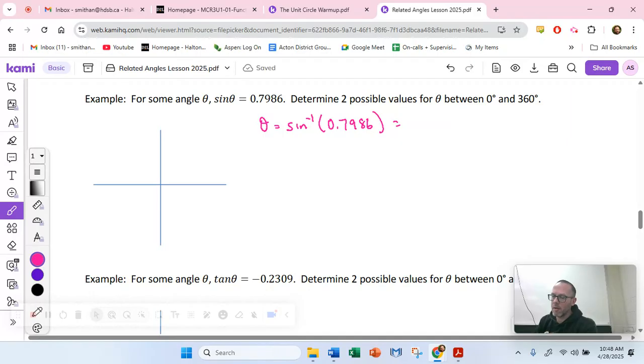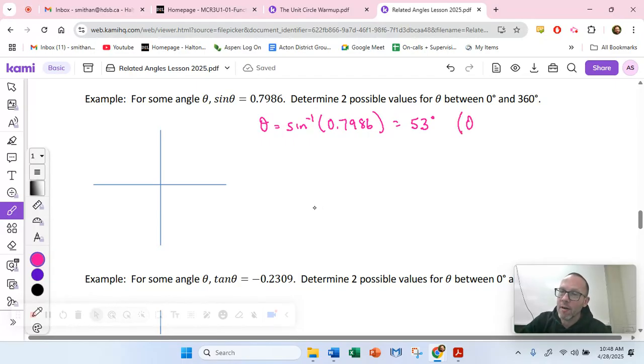Shift sine 0.7986. I cooked it up to be pretty much near 53 degrees. You get that as well? 53 degrees. This is one angle. We have found one. One angle that has the sine ratio of 0.7986 is 53 degrees.